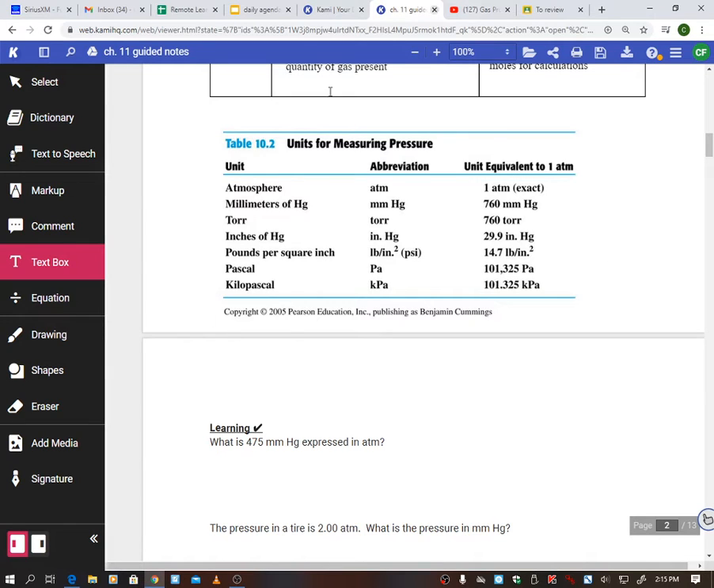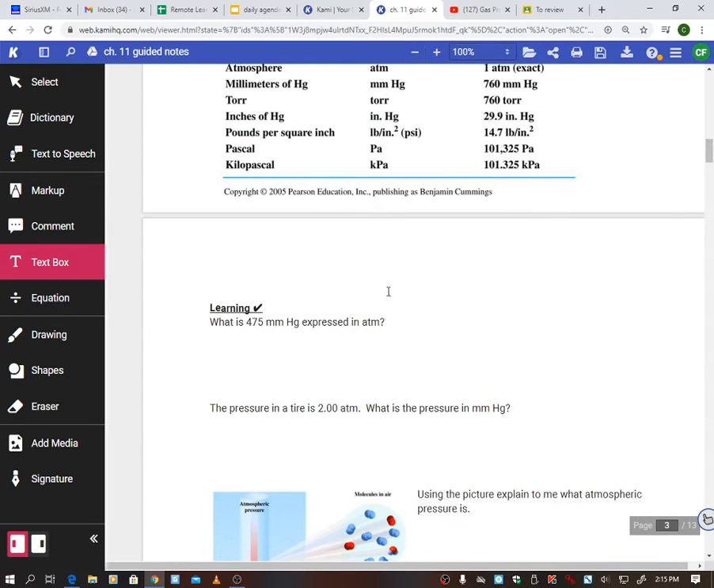Okay, so this table right here is something you're going to have to use in your homework this week. It's here in your notes, but it's also attached to the homework paper that I will give you guys. So here, the learning check goes with this table. This learning check says, what is 475 millimeters of mercury expressed in ATM?